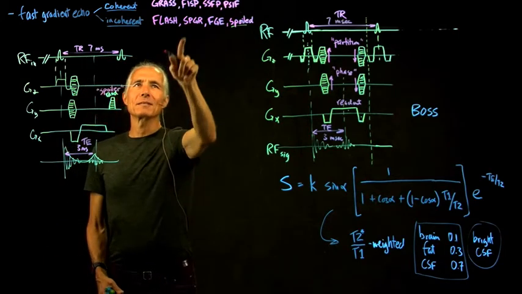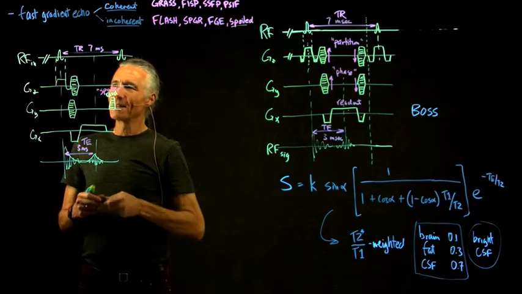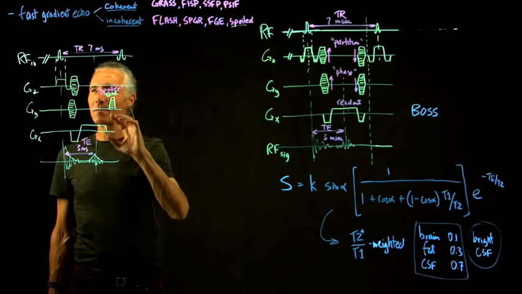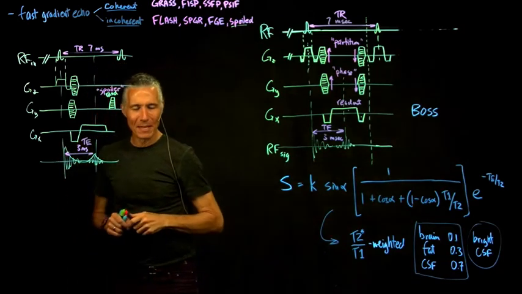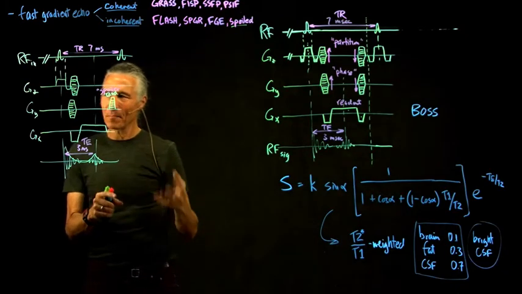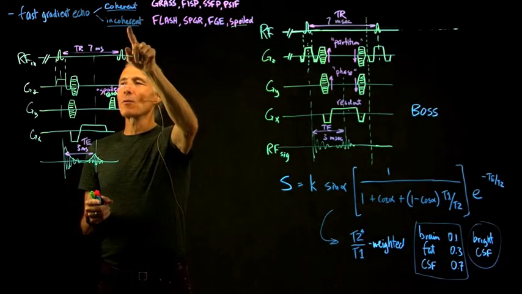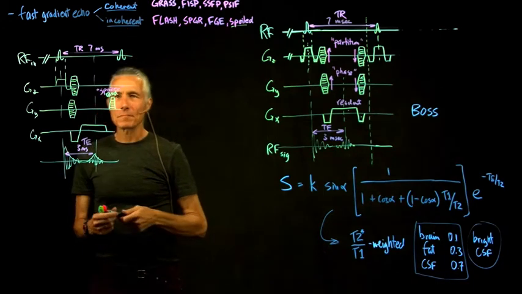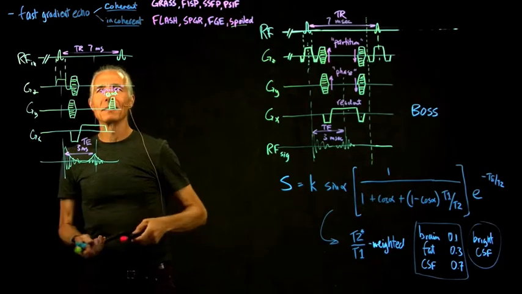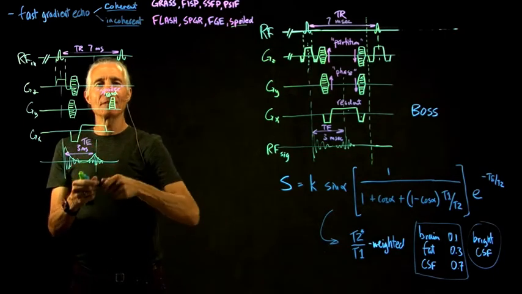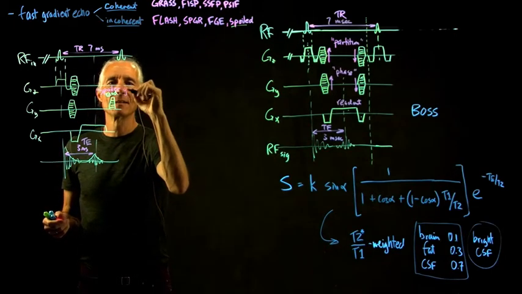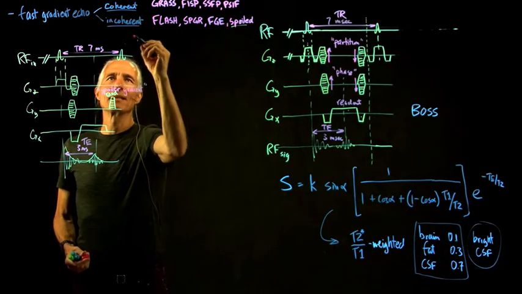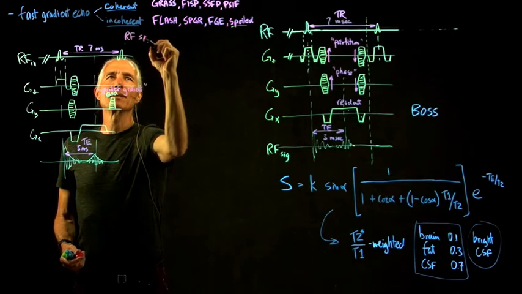As opposed to a crusher pulse, where the idea is you're trying to completely destroy the magnetization. Here we're just trying to spoil it, not completely kill it, just mess it up in a way that it will be incoherent, so it won't appear later in the sequence. And there's another way that you can spoil. So this is called a spoiler gradient. But you can also do RF spoiling.